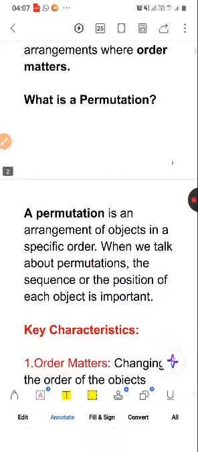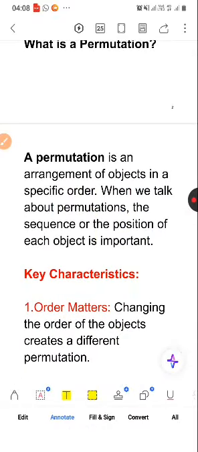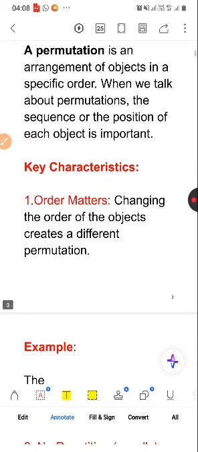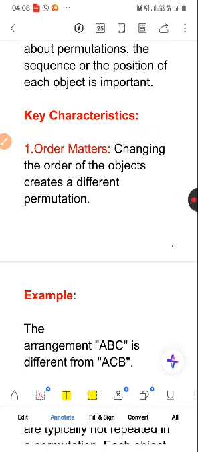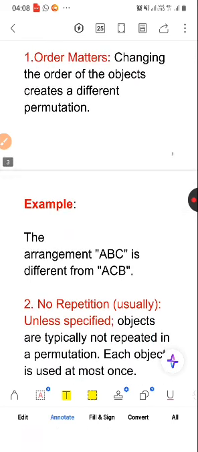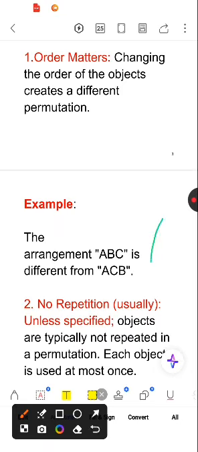Then we proceeded to talk about permutation. It's an arrangement of objects in a specified order. So when it comes to permutation, the arrangement is very, very important. Then we talked about some key characteristics that will help you to identify if a question is permutation or not. The first characteristic is the order. If the order is involved, then that question is a permutation question.